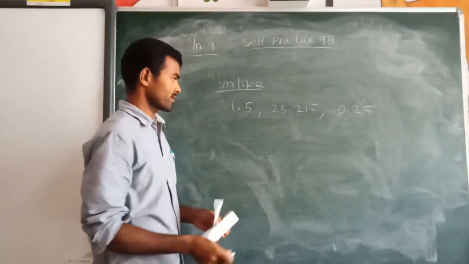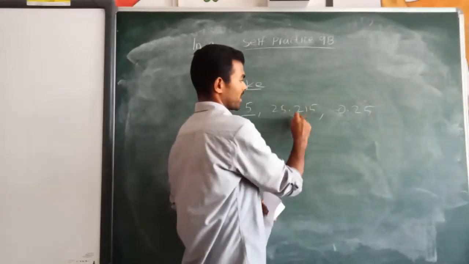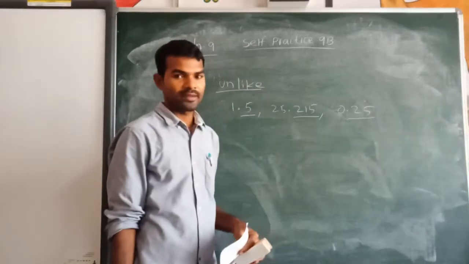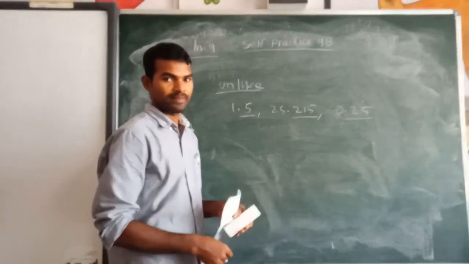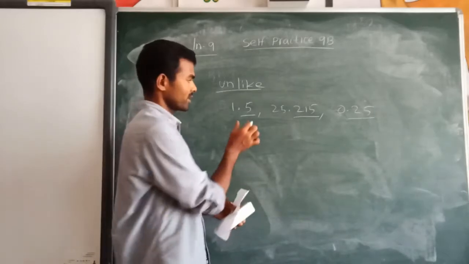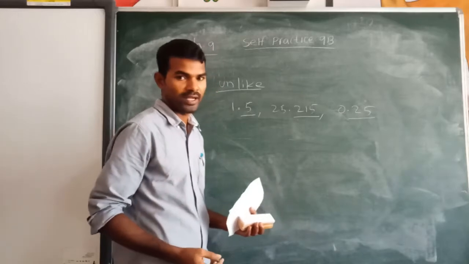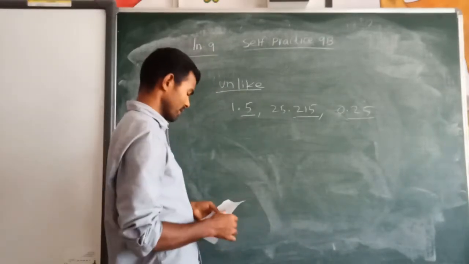Children, look at this. After the decimal point, 1 place here. After the decimal point, 3 places here. After the decimal point, 2 places here. So this is unlike decimal. There is no equal place; different decimal places. This is unlike decimal.